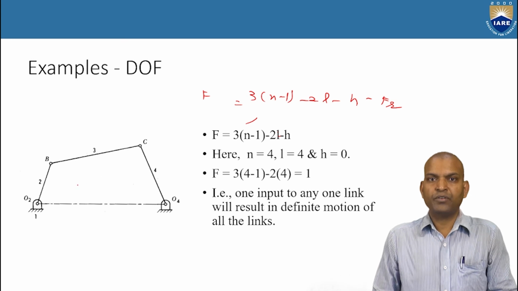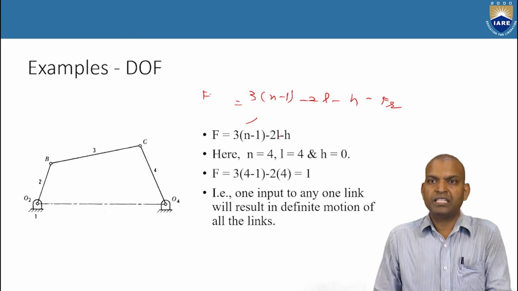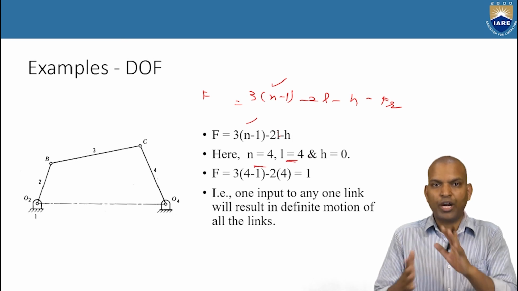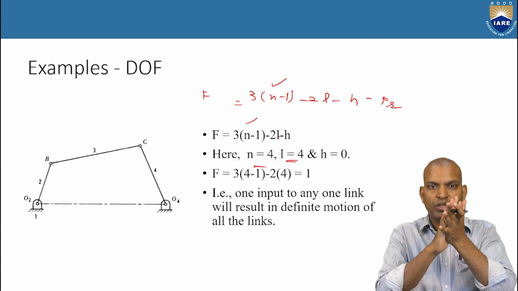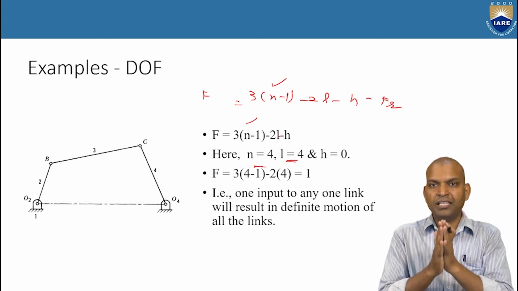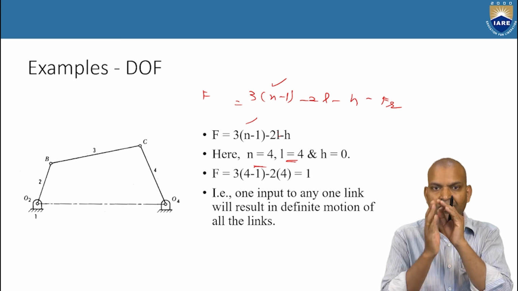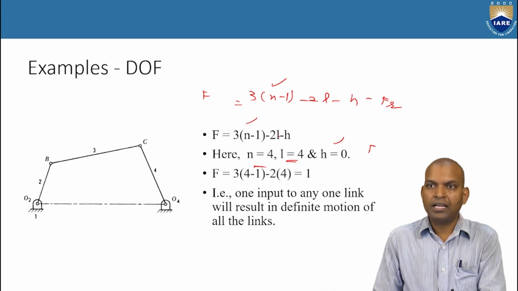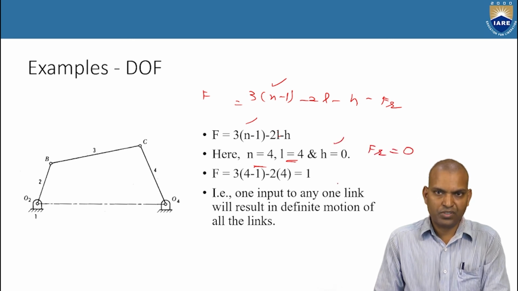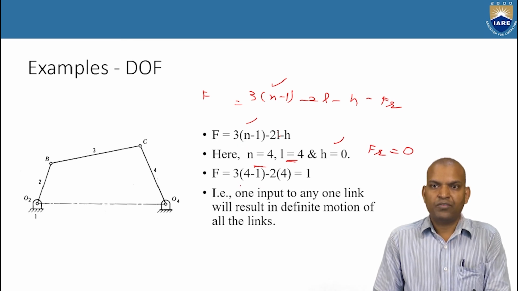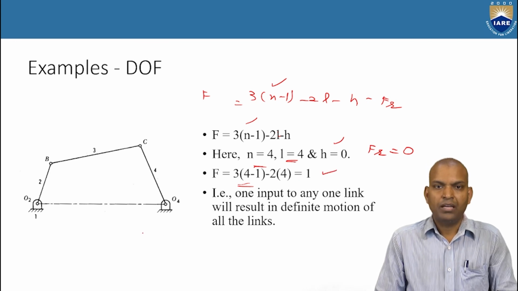Now in this 4-bar mechanism, the number of links is 4, n = 4. The number of lower pairs, that is joints, where a surface contact between two links is considered a joint, is 4. In this mechanism, there is no point contact or line contact between the two links. That's why higher pair equals 0. Also there are no redundant degrees of freedom. That's why Fr equals 0. Substitute in this formula, and the degrees of freedom obtained is only a single degree of freedom.